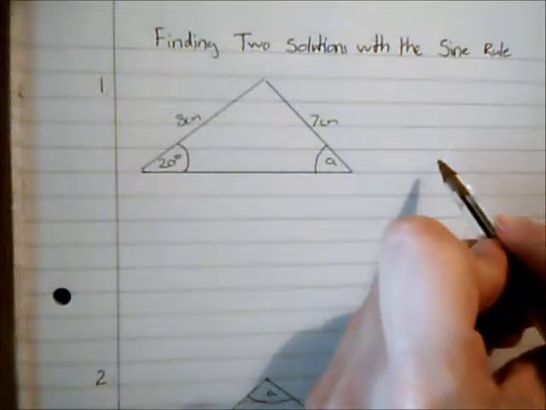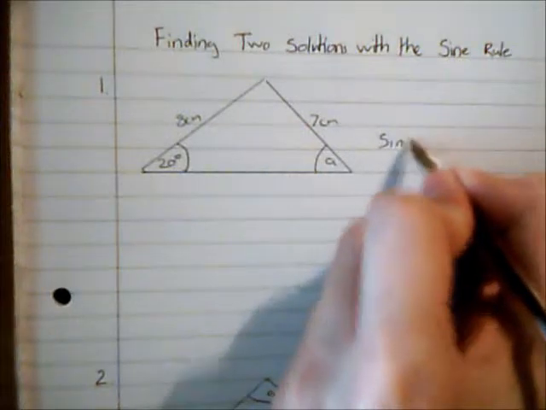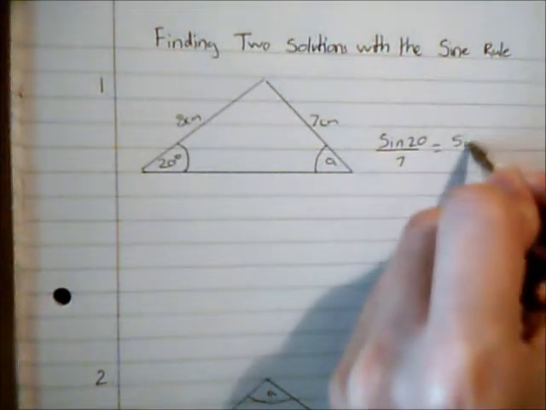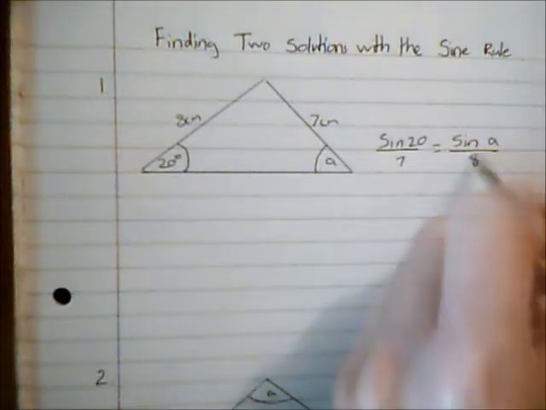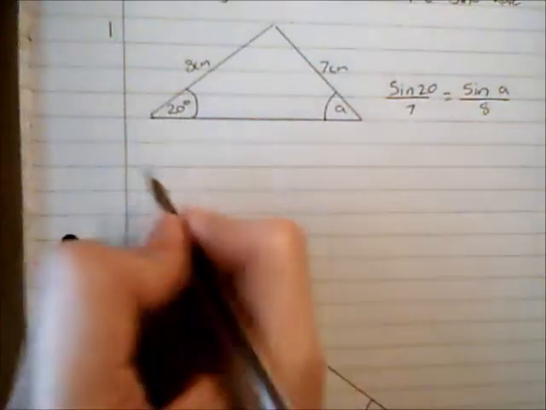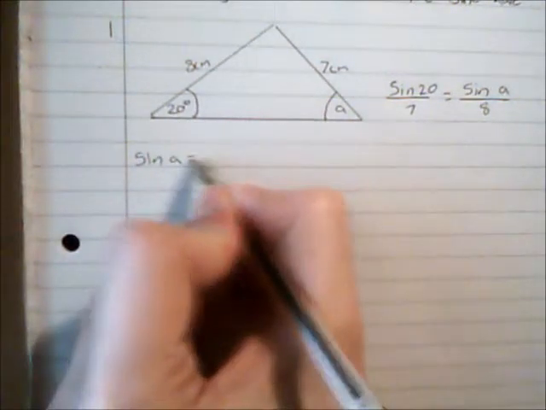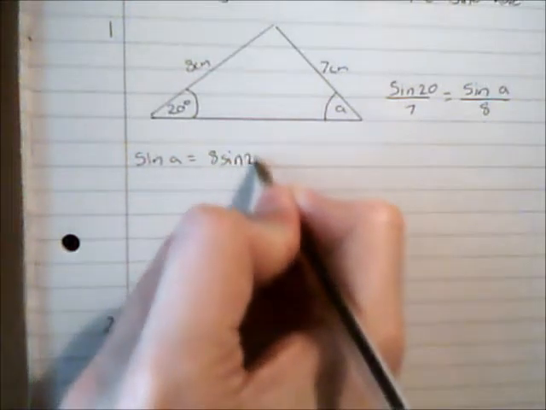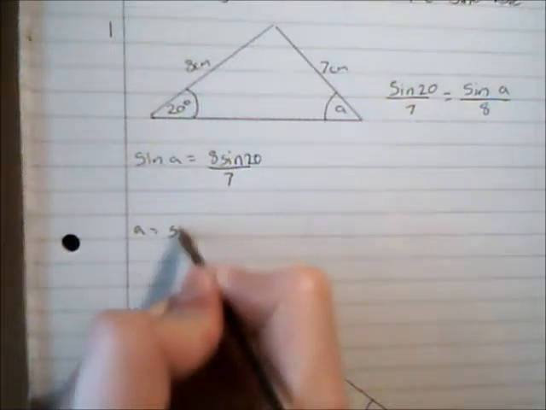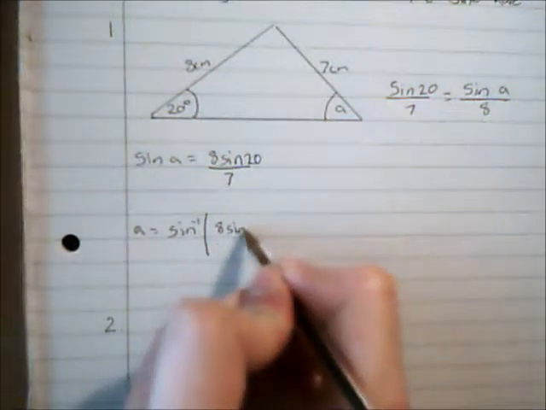So if we set this up as we would do a normal problem, then we know that sine of 20 over 7 is equal to sine of A over 8. So I'm going to see what happens if I solve this for A. So sine of A is equal to 8 sine 20 over 7. So A equals arc sine of 8 sine 20 over 7.